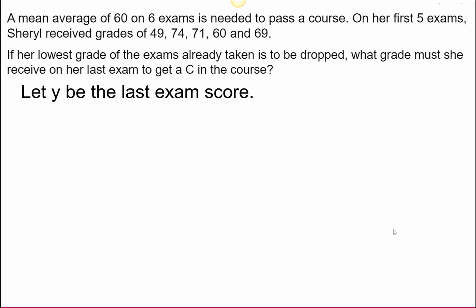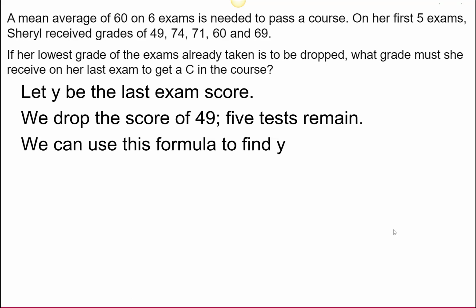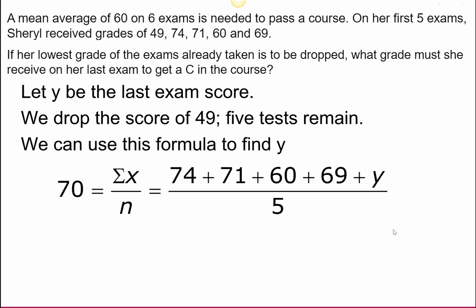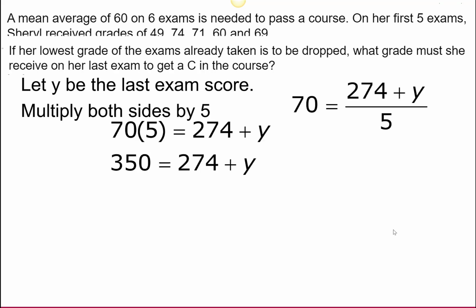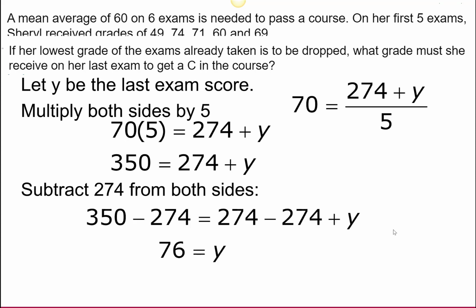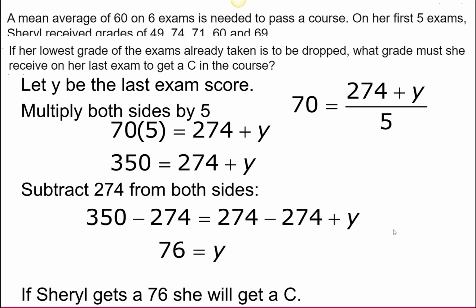Now, what if she wants to get a C? Okay, so again, we're going to drop that 49. Here's our formula. Now we're going to multiply both sides by 5 and subtract 274. She needs a 76 in order to get a C.